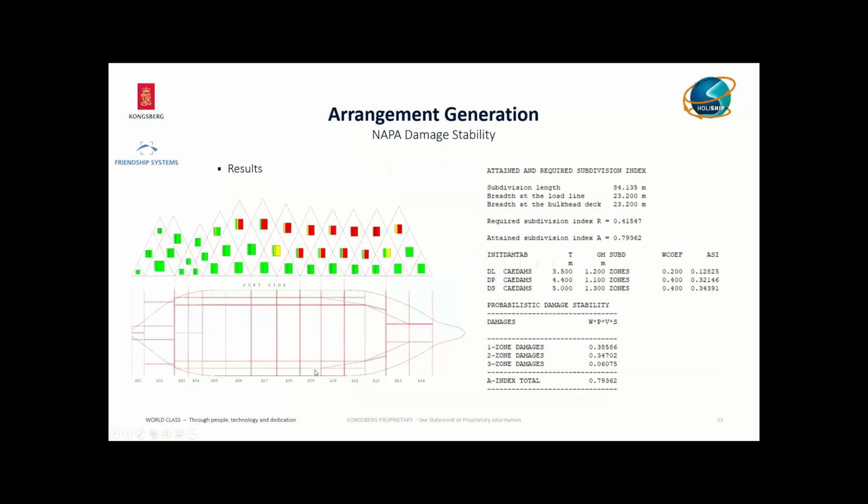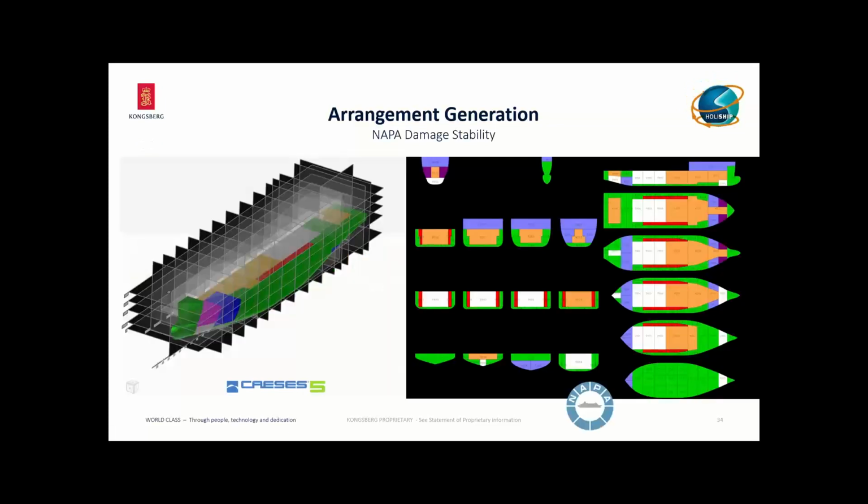We then run the calculation script, and we get plots of damage stability from 1 zone, 2 zone, to 3 zone damages in deepest draft, partial draft, and light margin draft, and you also get tank arrangements and so on.